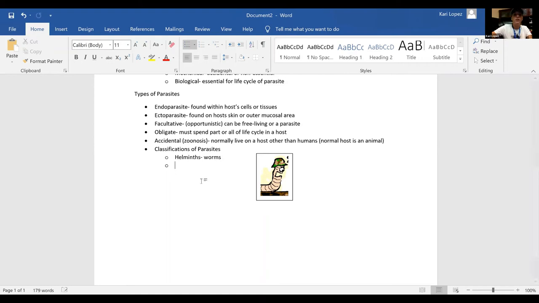An overall broad classification, and so within this classification of helminths, you have nematodes. And what are nematodes? What kind of worms are they? All your helminths are described by their body characteristics. So round, the round worms. Yes.